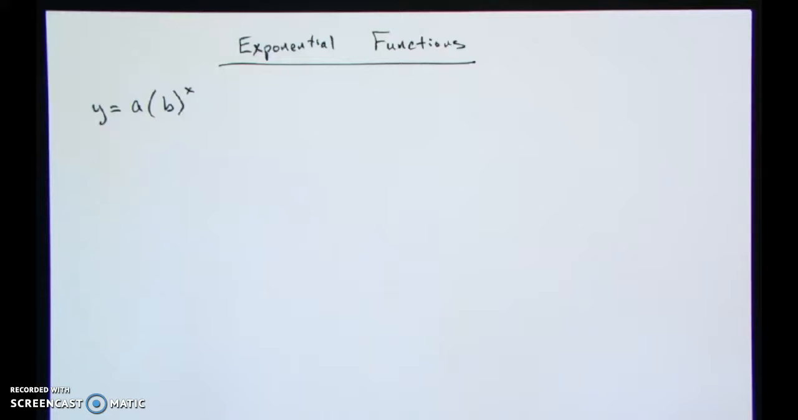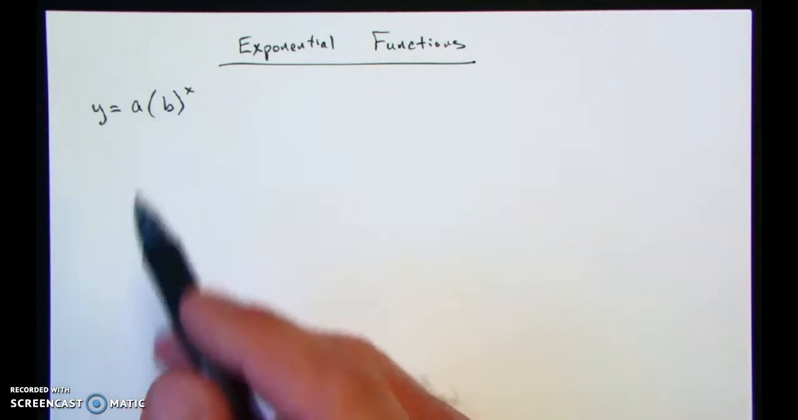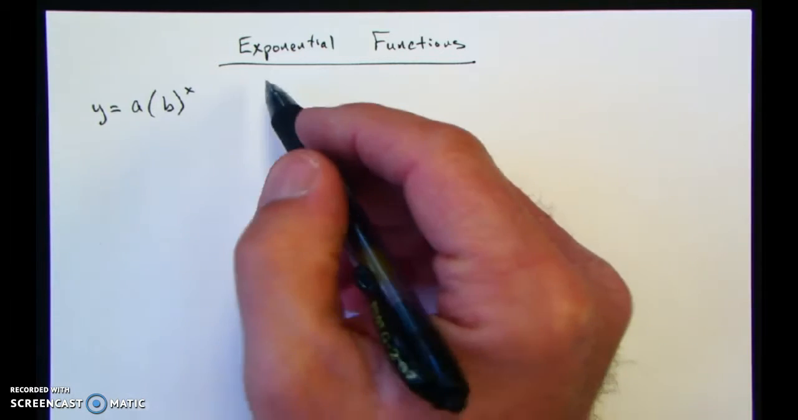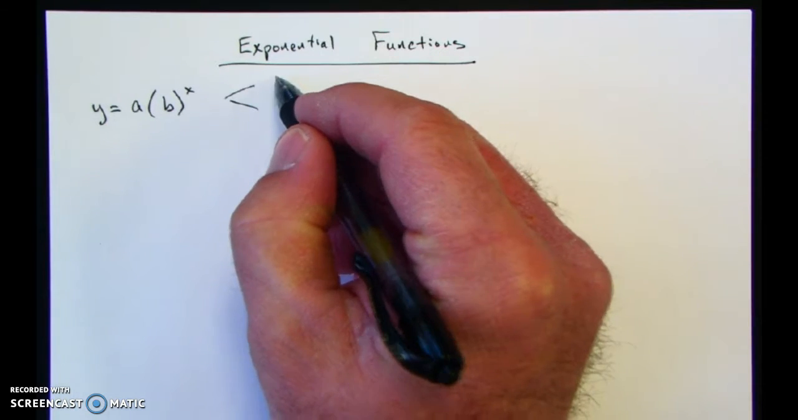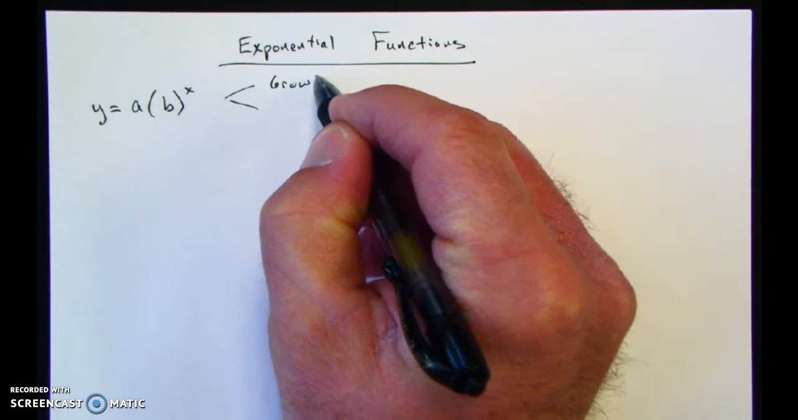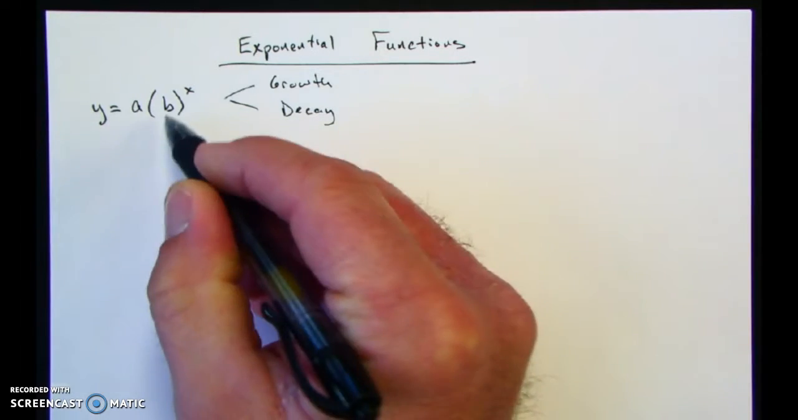In this unit, we're looking at exponential functions. Anything in the form y equals a times b raised to the x power would be an exponential function. We typically think of these in two categories. We're looking at growth and decay, typically here. And the difference between those is our b value.